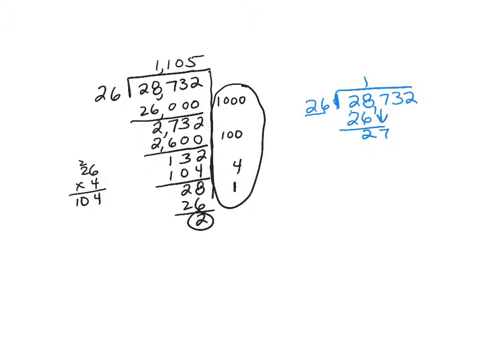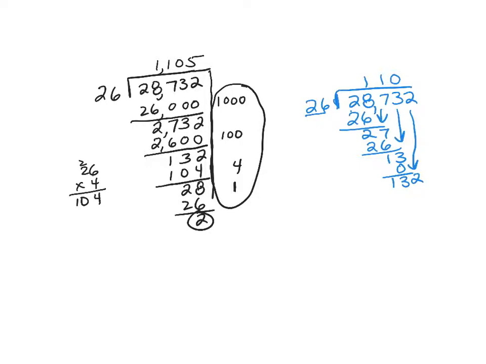How many sets of 26 are there in 27? Well, there's 1. 26 times 1 is 26. I subtract, I get 1. I bring down my next number, which is a 3. Well, how many times does 26 go into 13? It doesn't. So I need to put a 0 in here for a placeholder. 26 times 0 gives me 0. I subtract, I get 13. I'm going to bring down my final number, which makes 132.